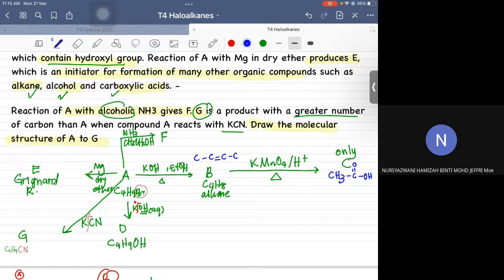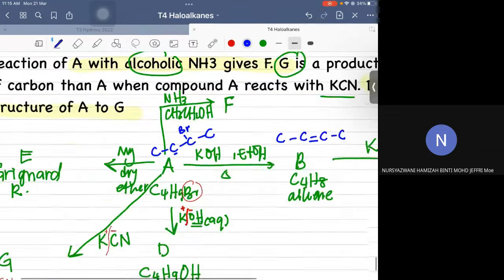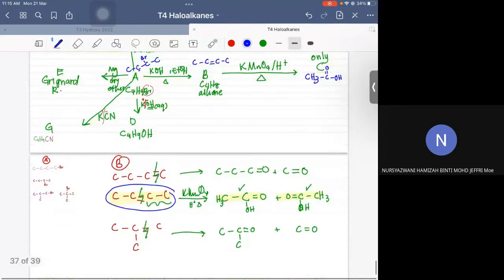Okay, macam mana nak cari struktur A? So struktur A ni, dia mesti 1, 2, 3, 4. And then BR untuk double bond dekat tengah-tengah, it's up to you. Whether you want to put BR here or at this carbon. Sama je. Jadi, kita patah balik struktur A tadi.